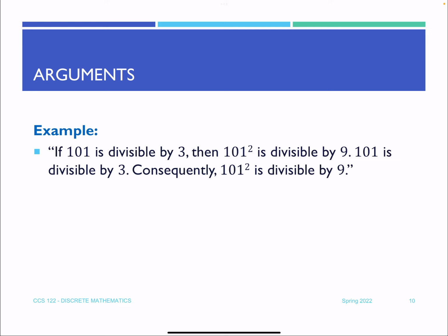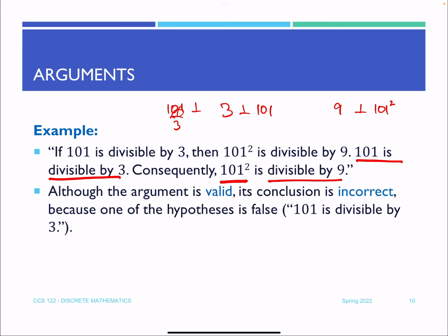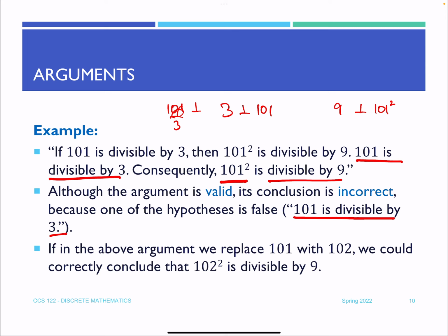Now, it sounds pretty logical. If 101 is divisible by 3, or I should say, if 3 divides 101, then 9 divides 101 squared. And then we go on to say 101 is divisible by 3, which means 101 squared is divisible by 9. Is there a problem here? Now, the argument is valid, but it is incorrect because the initial hypothesis, 101 is divisible by 3, is incorrect. And because the initial hypothesis is incorrect, that means the conclusion is also not true, is false.